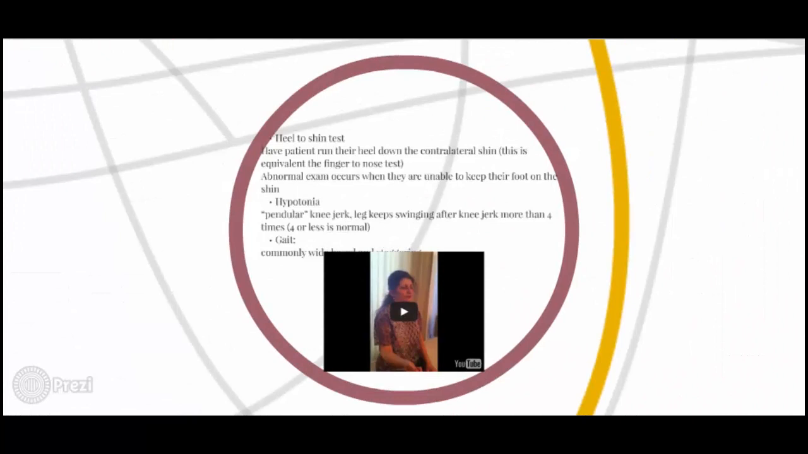Heel to shin test has patients run their heel down the contralateral shin. This is equivalent to the finger-to-nose test. Abnormal exams occur when they are unable to keep their foot on the shin. Hypotonia. Pendular knee jerk, leg swinging after knee jerk more than 4 times.